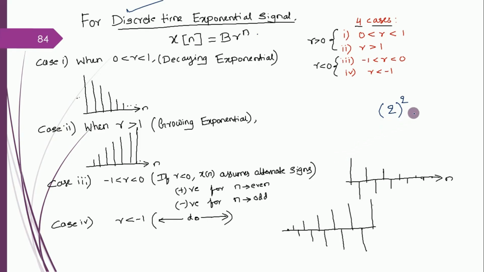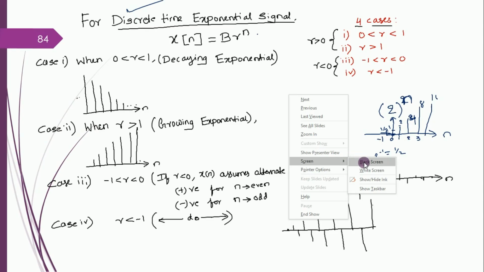Think that I have taken r as 2. If I ask you to draw the diagram of 2 raised to n, as n proceeds, how does it vary? 2 raised to 0 is 1, 2 raised to 1 is 2, 2 raised to 2 is 4, 2 raised to 3 is 8, 2 raised to 4 is 16, so it goes on incrementing in the exponential form. Am I right? And on the negative side, if you extend, what happens? Just for your idea, if I substitute minus 1, 2 raised to minus 1 means what? It is 1 by 2. So you have 1 by 2. It goes on in this fashion.